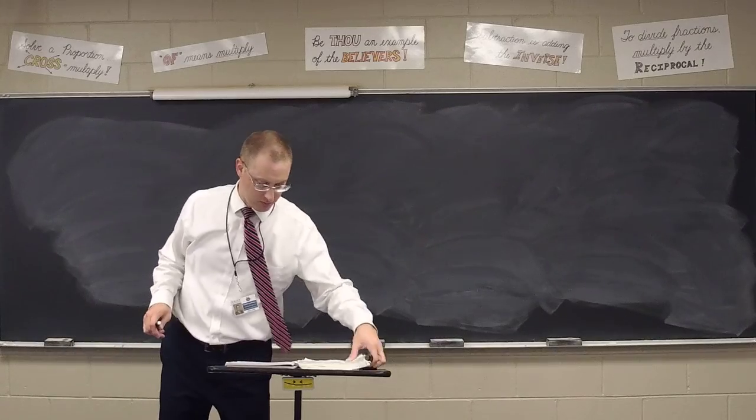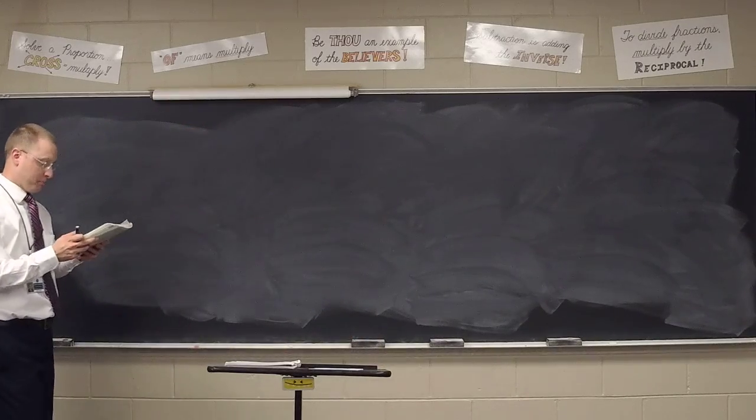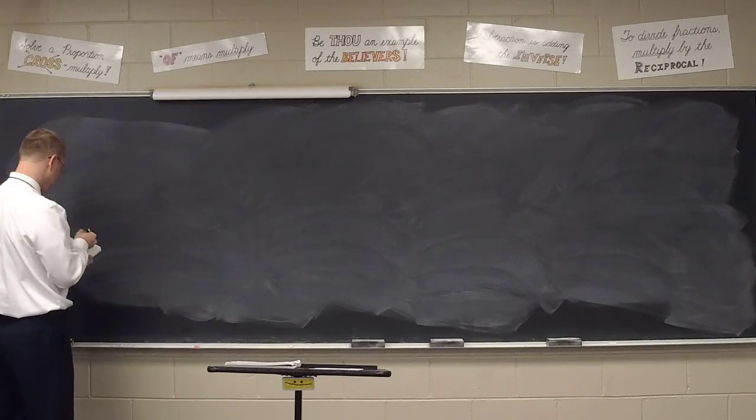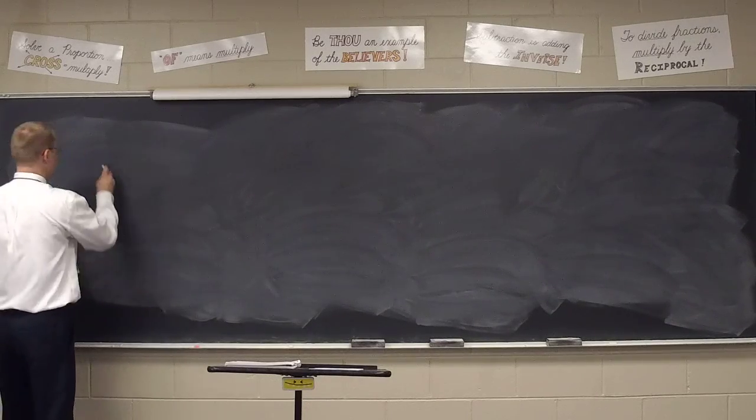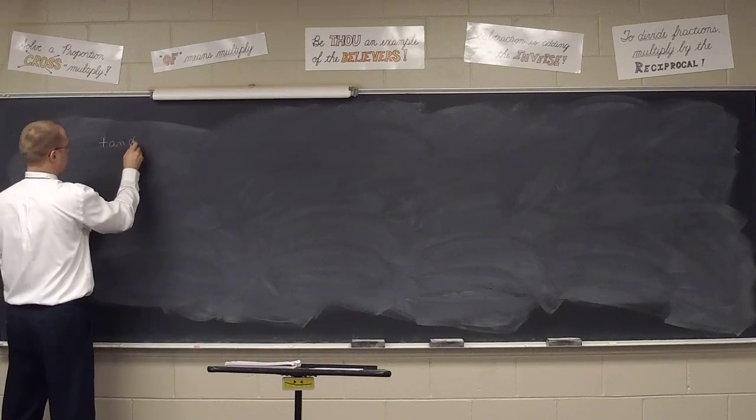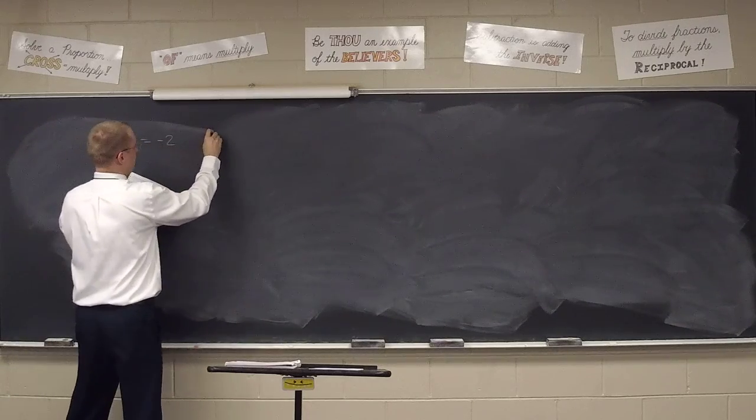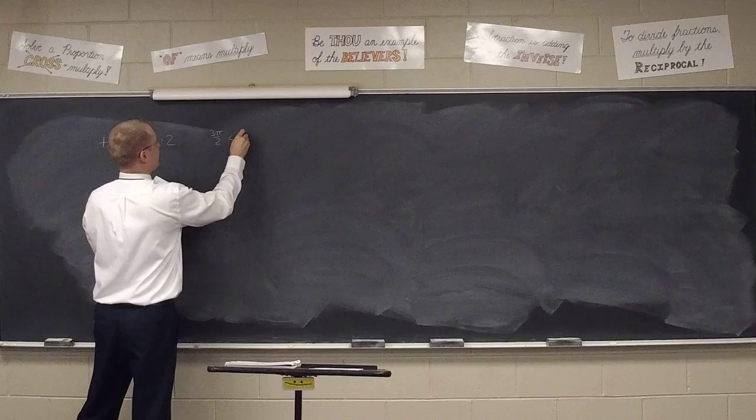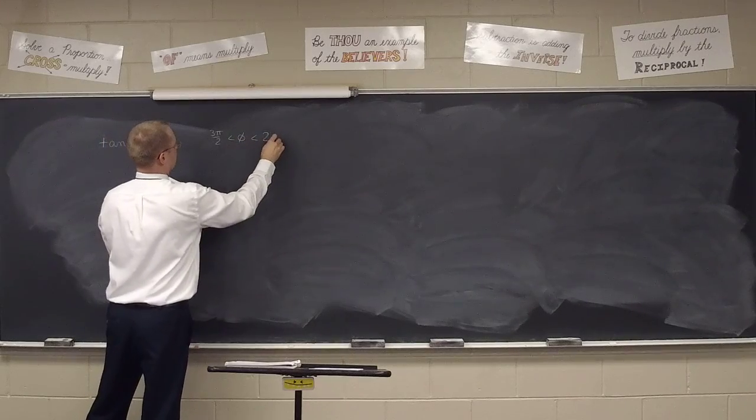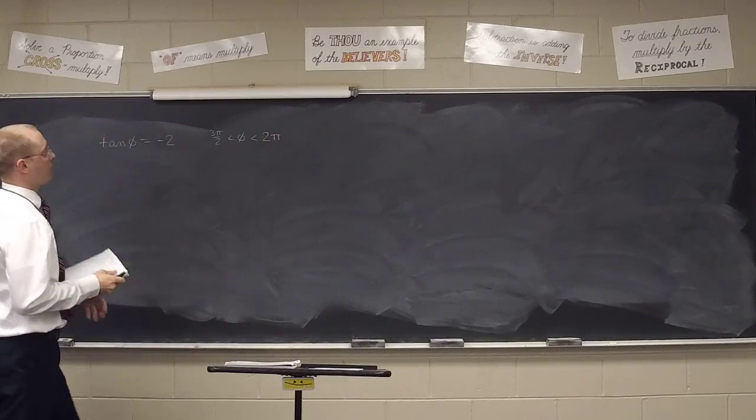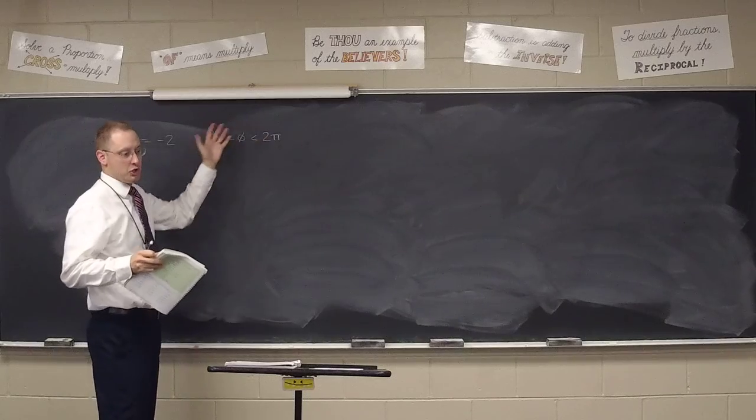Part B for tangent. We're looking at the top of page 129, where the homework was. What are we told? Tangent phi equals negative 2, and 3 pi over 2 is less than phi, which is less than 2 pi. In other words, phi is between 3 pi over 2 and 2 pi.